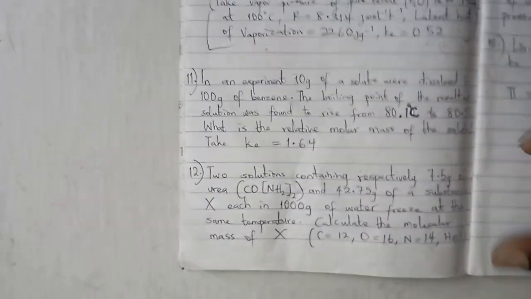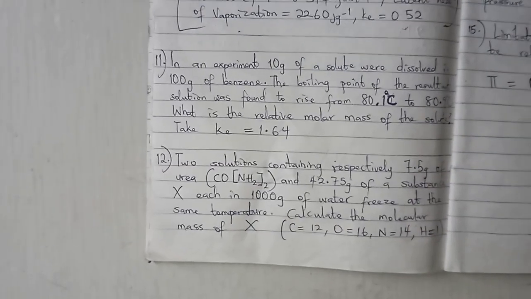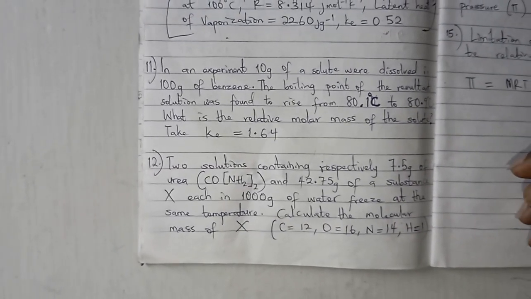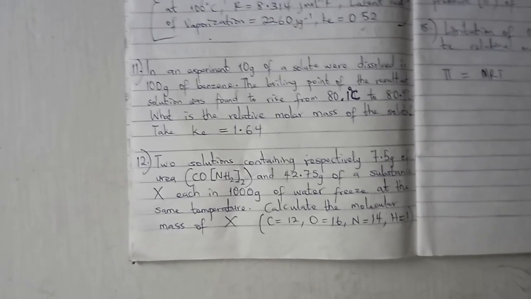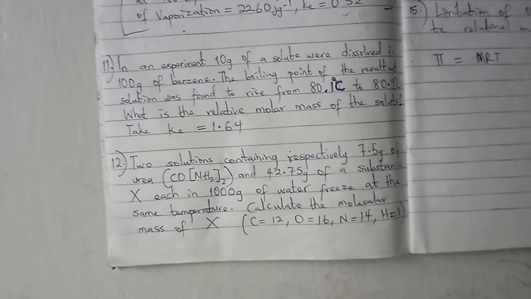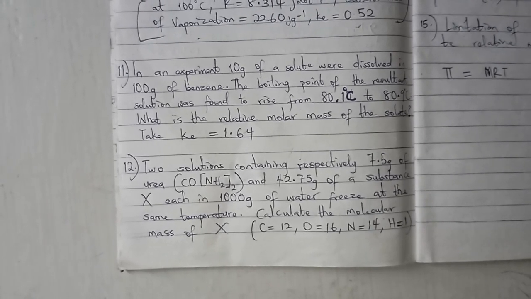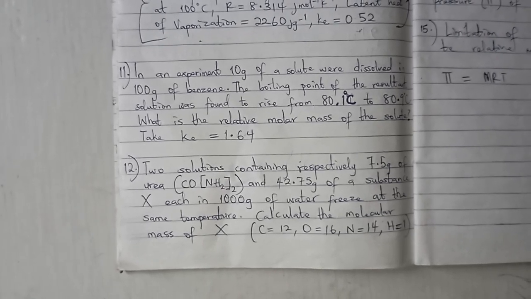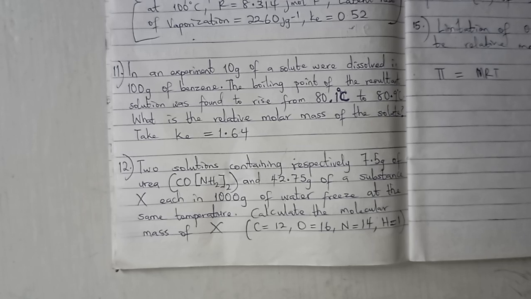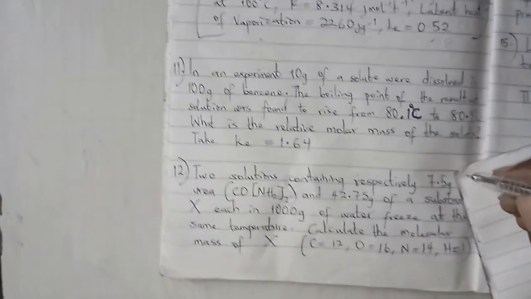This time, let's look at one with freezing points. They said two solutions containing respectively 7.5 gram of urea and 42.75 gram of a substance X, each in 1000 gram of water, freeze at the same temperature. Calculate the molecular mass of X. Okay, alright, for question 12.